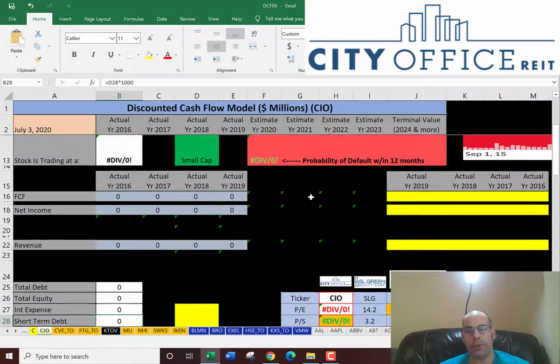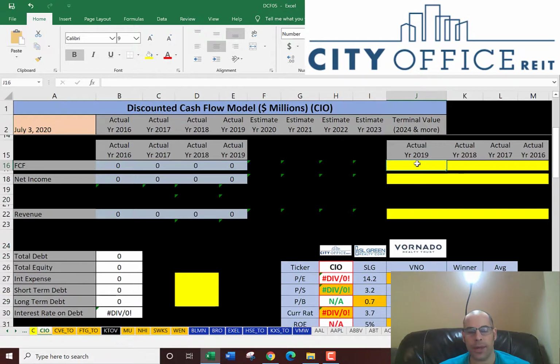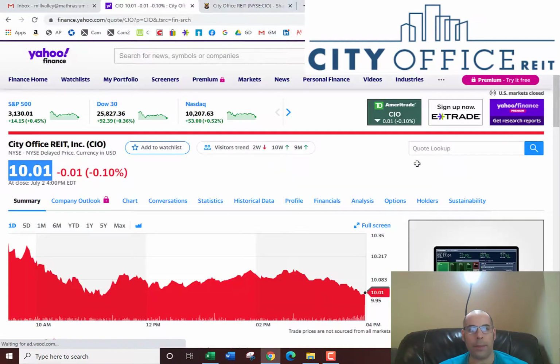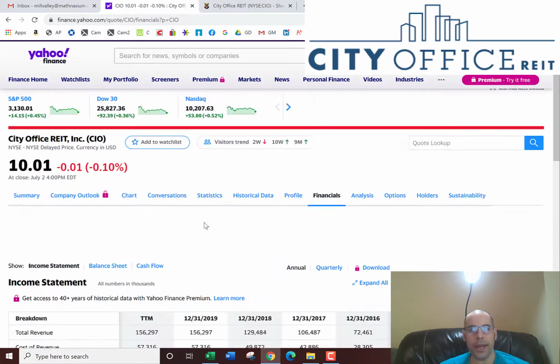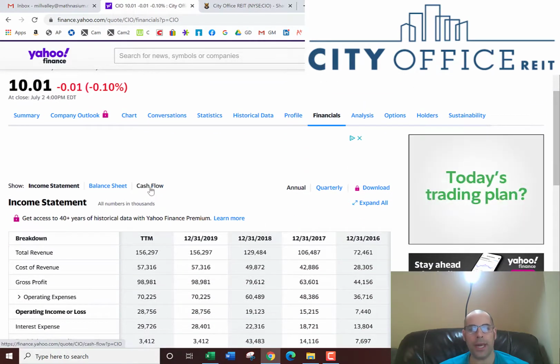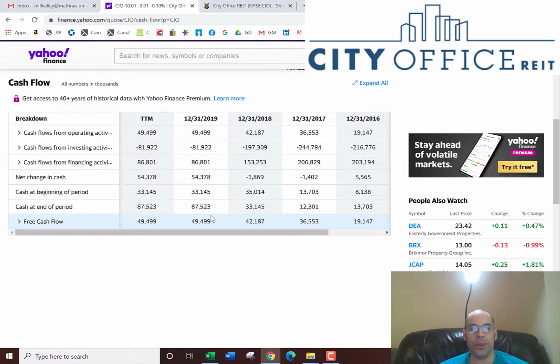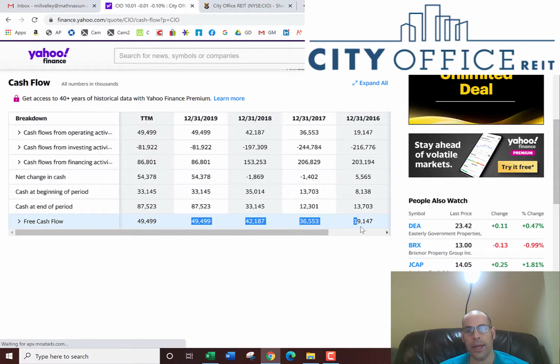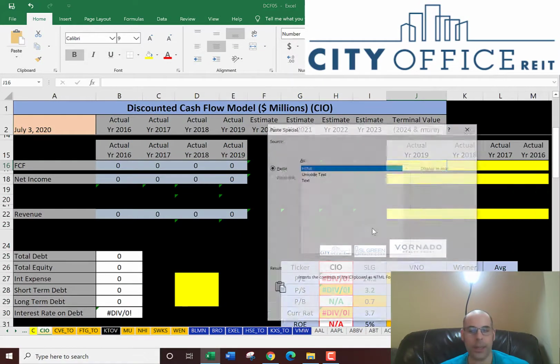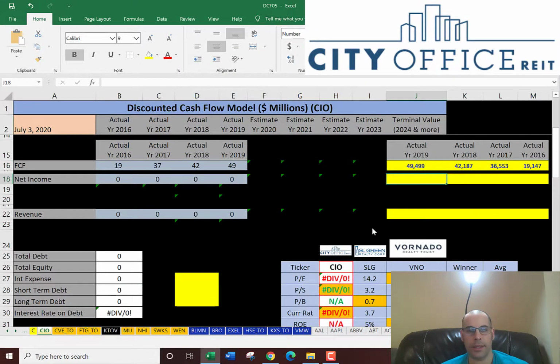Now we're going to pull their free cash flows. And free cash flows is cash flows from operations minus capital expenditures. And if you want to value a business or an asset, you have to estimate the future free cash flows and then discount that number back to today's value. And that's exactly what a DCF model does.